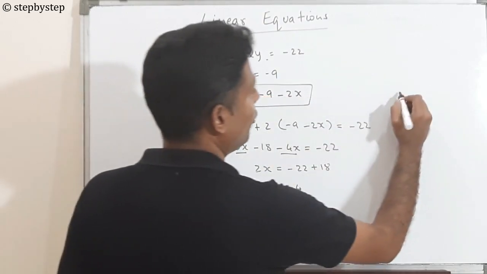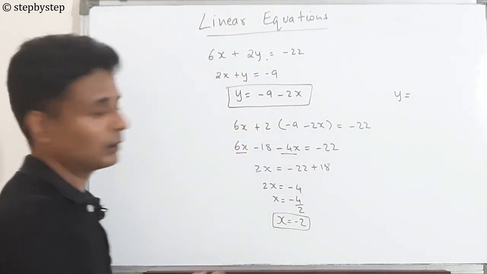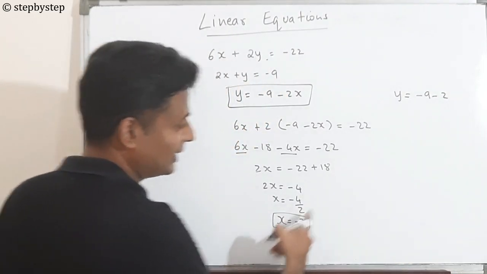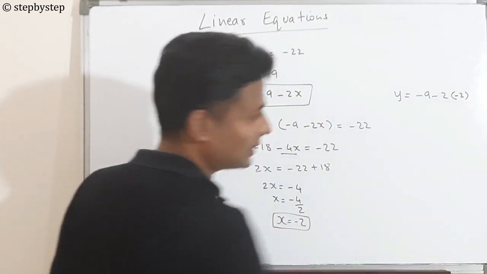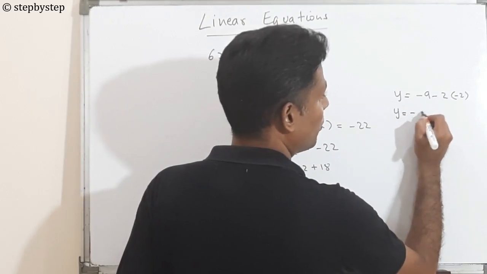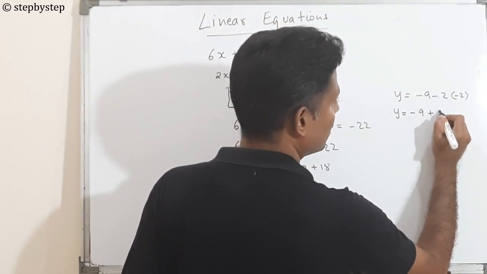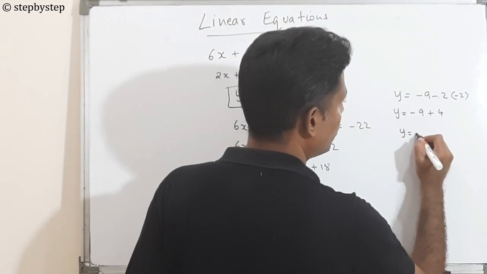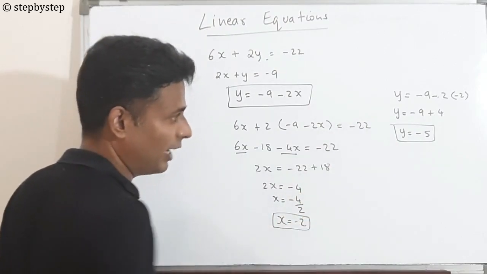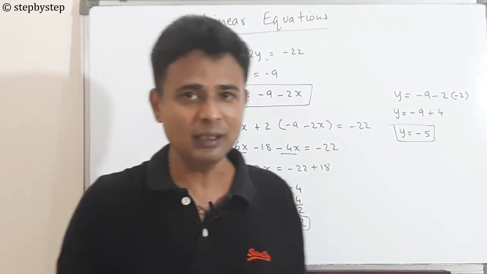Now I can find the value of y from this equation. So y equal to minus 9 minus 2x. But what is x? Minus 2. So I will put brackets here because I have to take the negative sign as well. So what do I get? y equal to minus 9 minus into minus plus 4. So y equal to minus 5. So I found the value of x and y using substitution method.